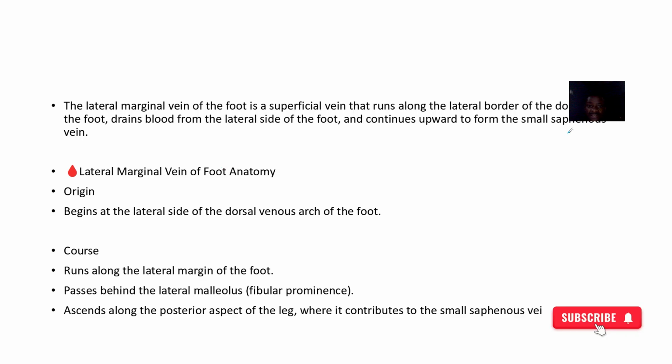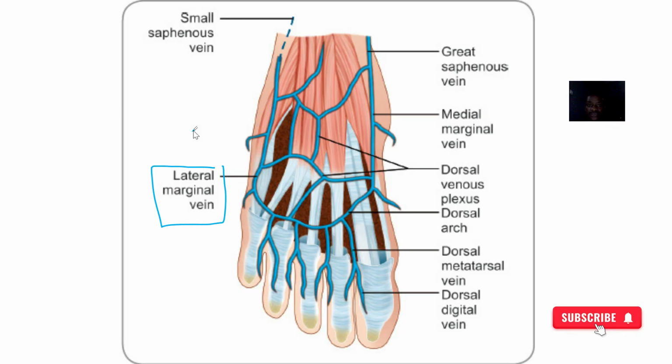So the lateral marginal vein of the foot, you know that is a superficial vein. In fact, if you palpate the side of your foot, you should be able to touch it. It runs along the lateral border of the dorsum of the foot, and it drains blood from the lateral side of the foot, and it continues upward to form the small saphenous vein. That's what is even labeled the small saphenous vein, that it goes up into your leg. Do you understand? So that's the lateral marginal vein of the foot.